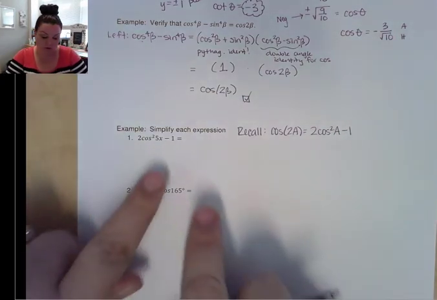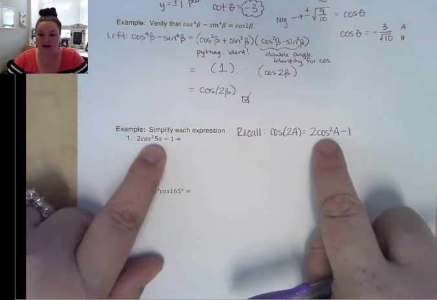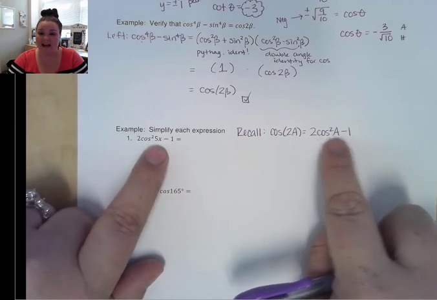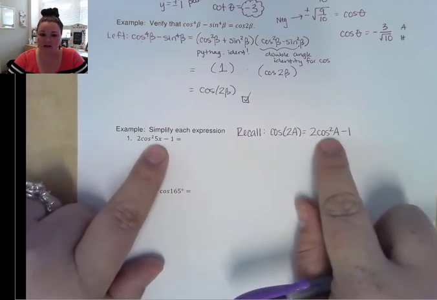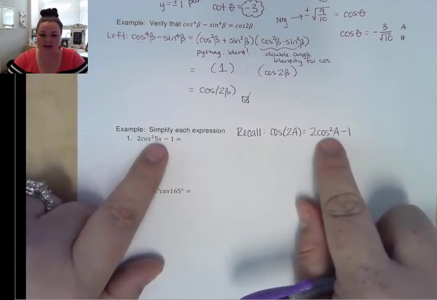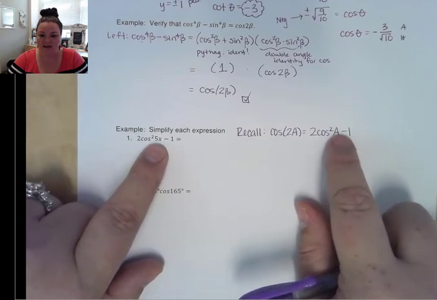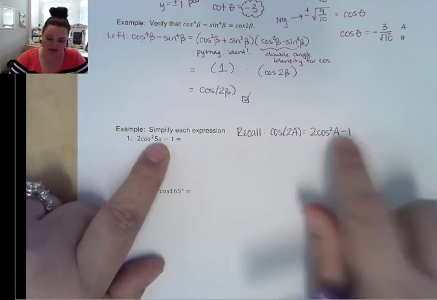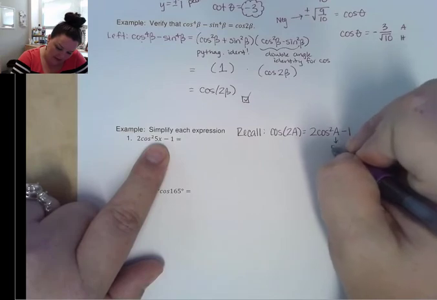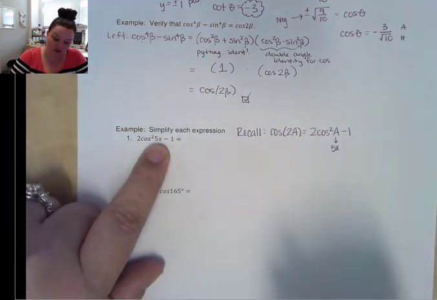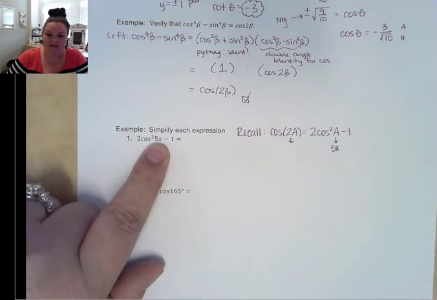Okay, so what we were given over here looks like the right-hand side of this formula, right? The only difference between what they gave us and what's written here is we have an a and they have a 5x. So if a is 5x, then we should be able to figure out what this side is, right?